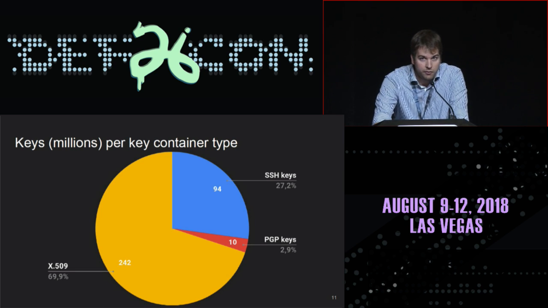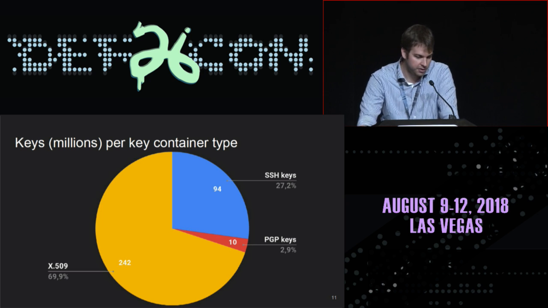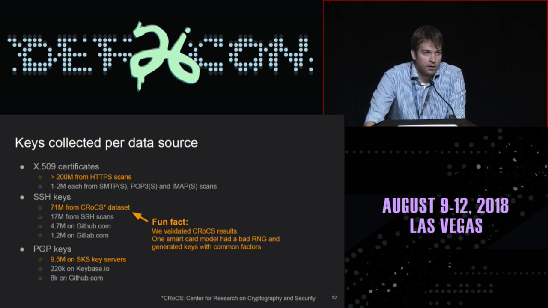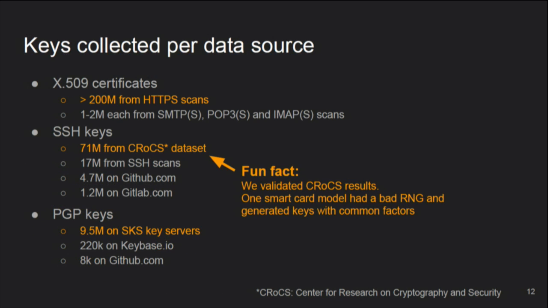Most keys we have come from certs. About 70% of our dataset came from certificates, so that's about 240 million keys. We also have 90 million SSH keys and about 10 million PGP keys in our database. Those certs mostly come from HTTPS scans that we perform using a custom tool that I will talk about later.